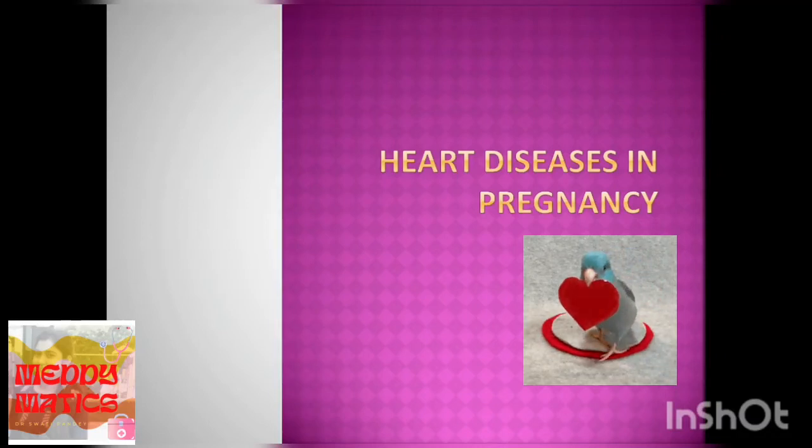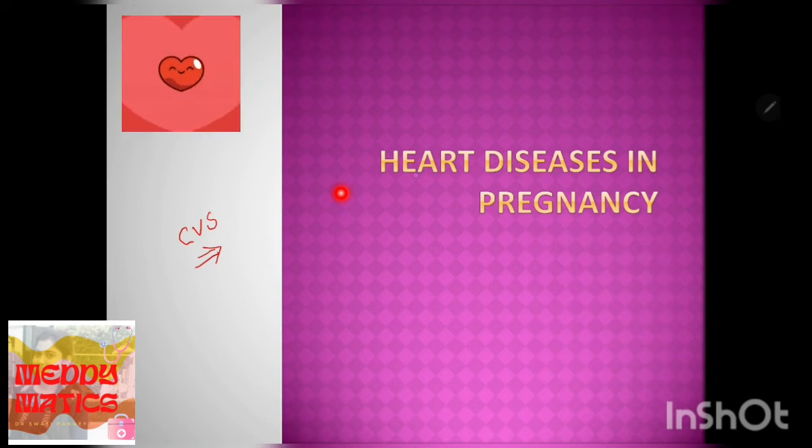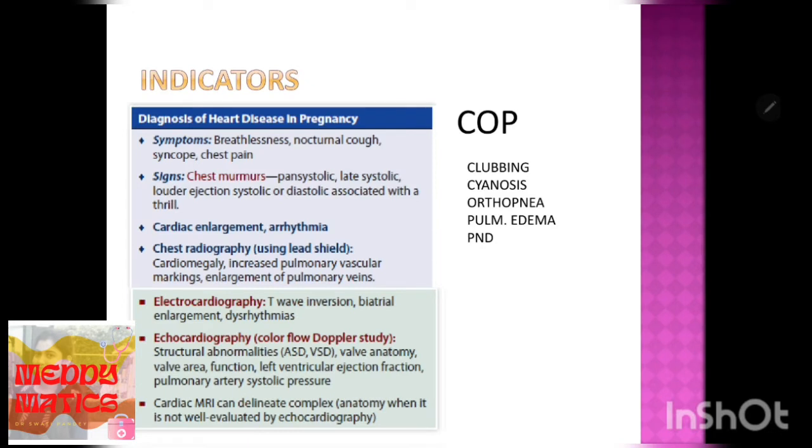In the previous lecture, we discussed some cardiovascular system changes in pregnancy. Continuing that lecture, we'll discuss some heart diseases in pregnancy. So let's start. There are some indicators which represent heart disease abnormality, as opposed to the normal changes of pregnancy.